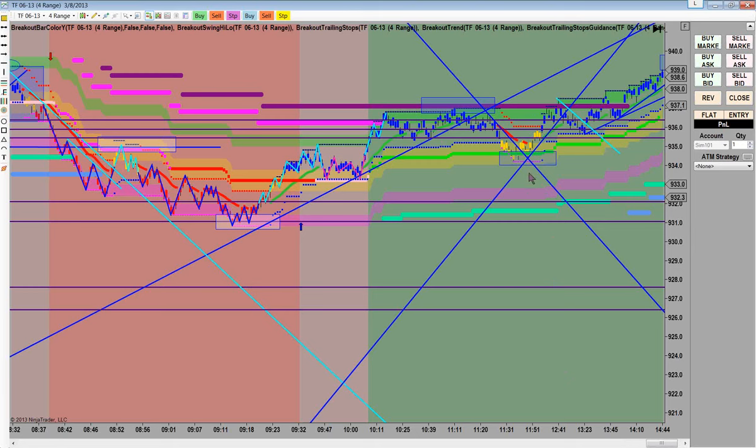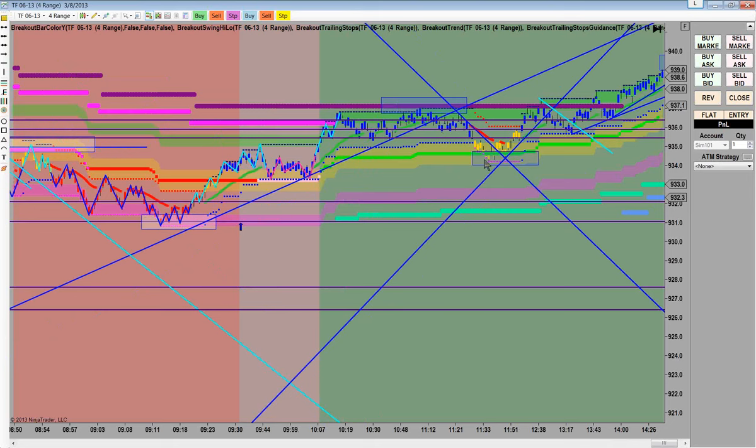Now I do occasionally, after the room closes, use some VIP bars and make a few quick trades that work out pretty nicely with VIP bars too. But I like range bars. I can see the same thing on a range bar that I can see on a VIP bar.